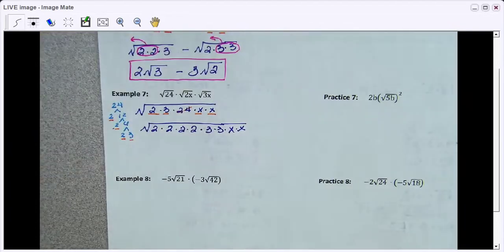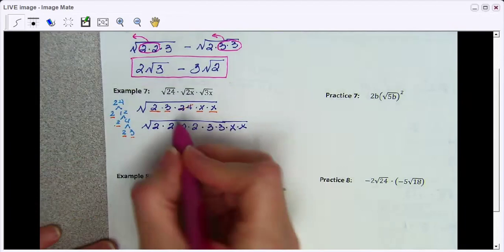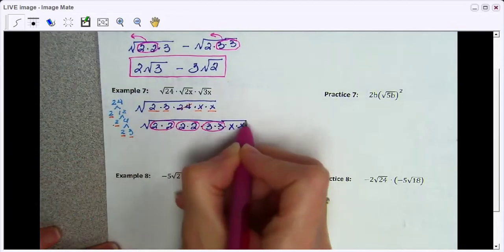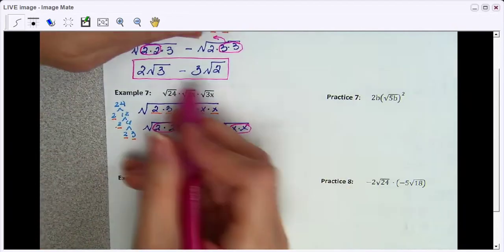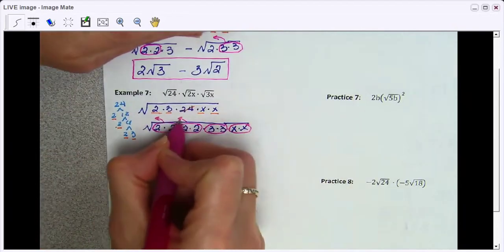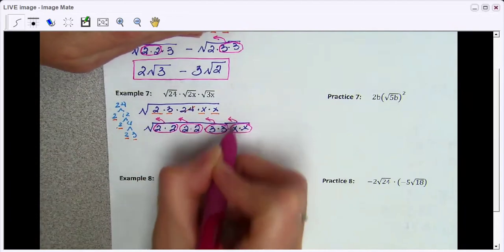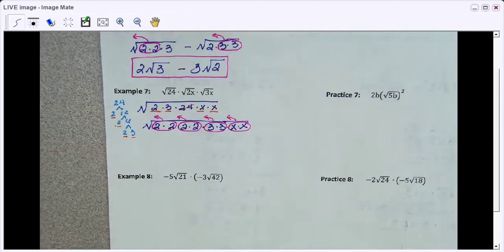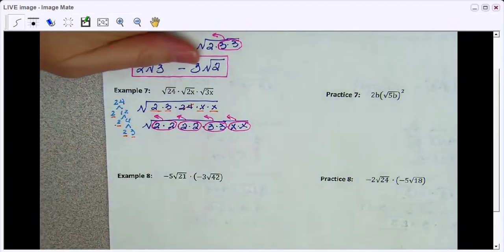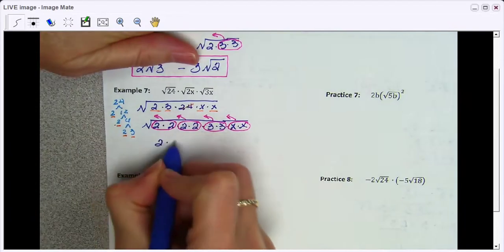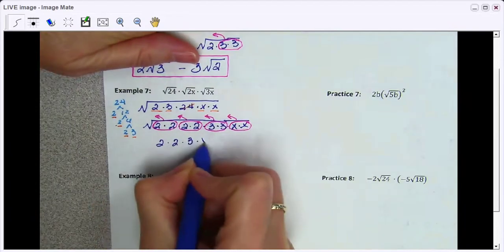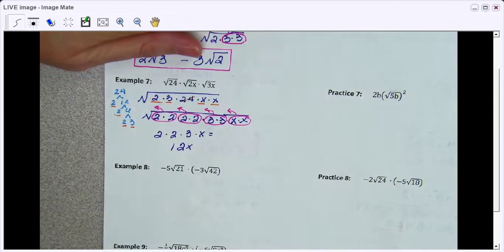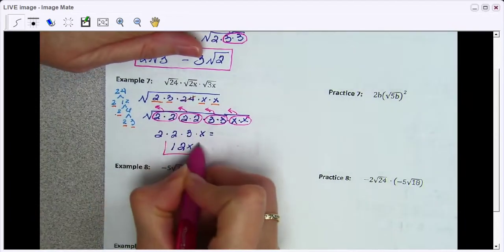And now I am going to group them together. So I have a group of 2s, another group of 2s, a group of 3s, a group of x's. So you're noticing here that everything pairs together. That means we have nothing left inside of the radical, so we get rid of the radical. So if everything pairs together, you get rid of the radical. So 2 times 2 times 3 times x gives you 12x. And that's your final answer. Okay.